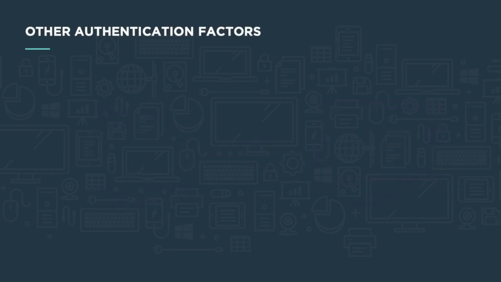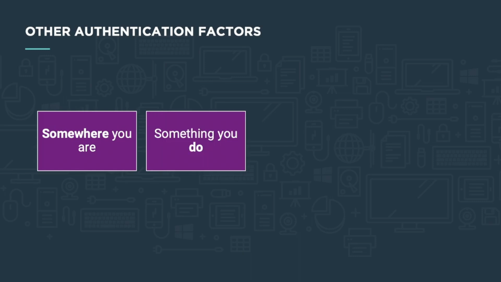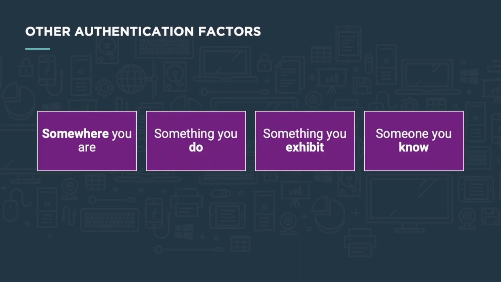While we've talked about the three main authentication factors, other factors can be used to help validate authentication: somewhere you are, something you do, something you exhibit, and someone you know. While these may not verify a user's identity independently, they help improve security and work well in multi-factor authentication settings.